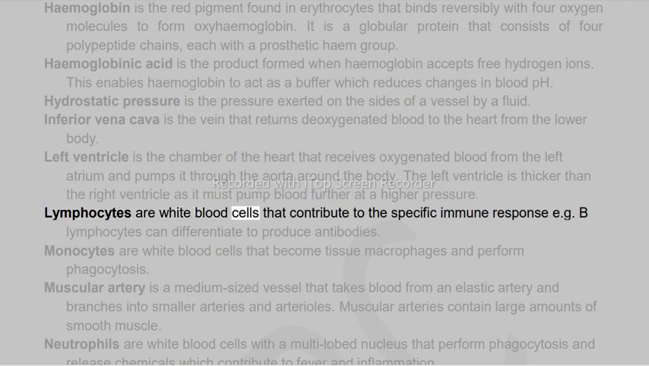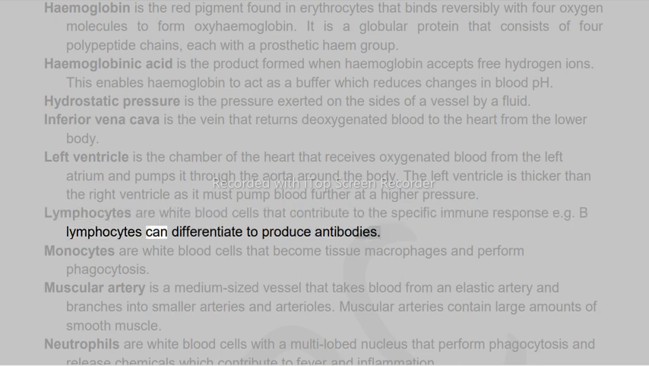Lymphocytes are white blood cells that contribute to the specific immune response, e.g. B lymphocytes can differentiate to produce antibodies.